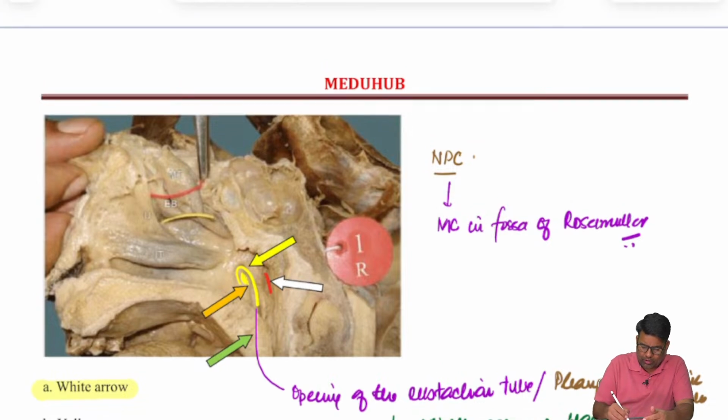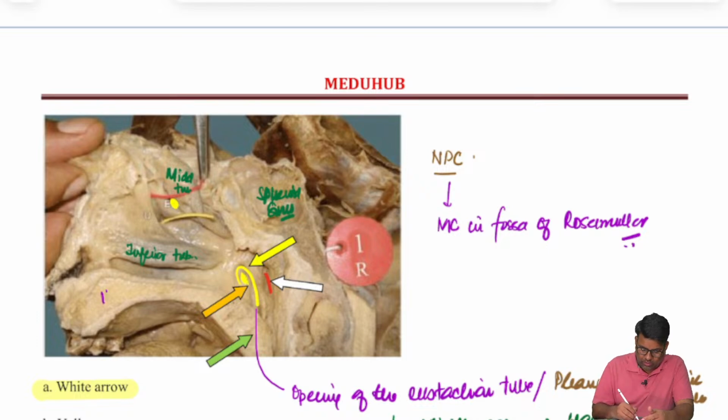Now here you can also see the inferior turbinate. Then you can also see the middle turbinate, and below the middle turbinate you can see the bulla ethmoidalis. Here you can see the sphenoid sinus. Okay, so these are a few landmarks which you can see on the lateral wall of the nose.